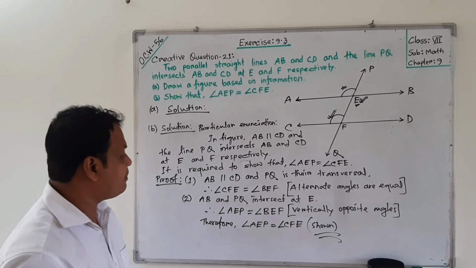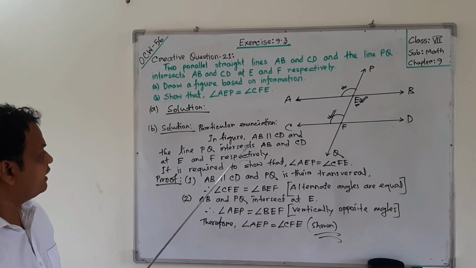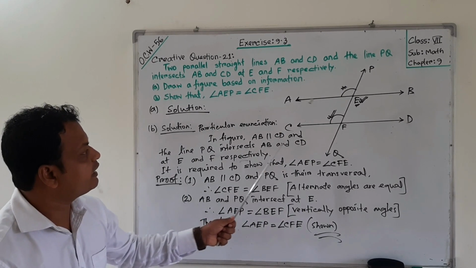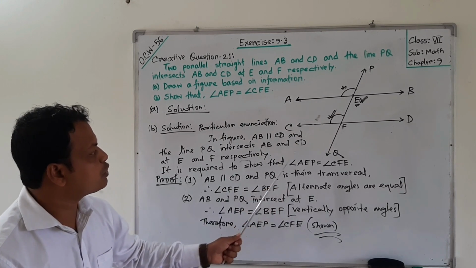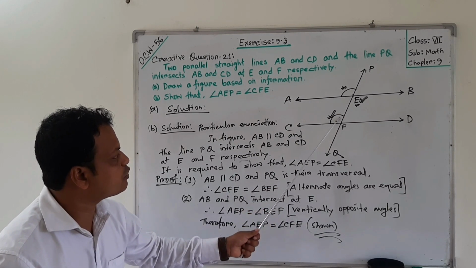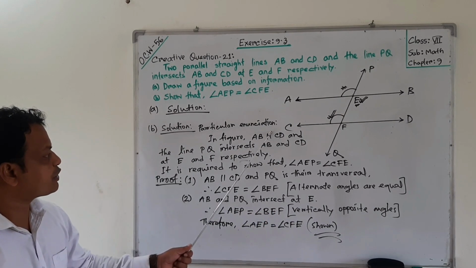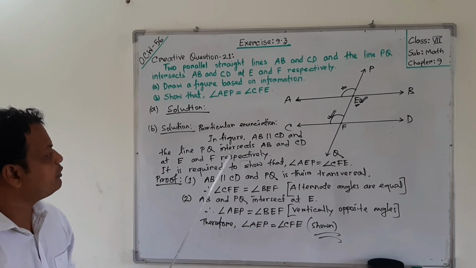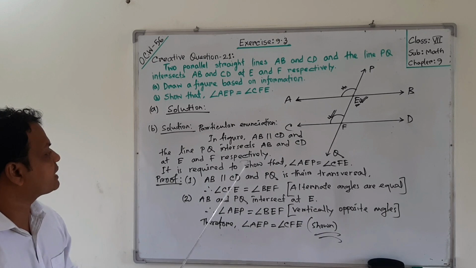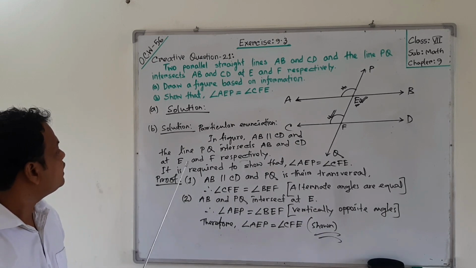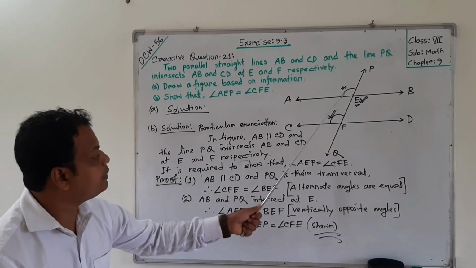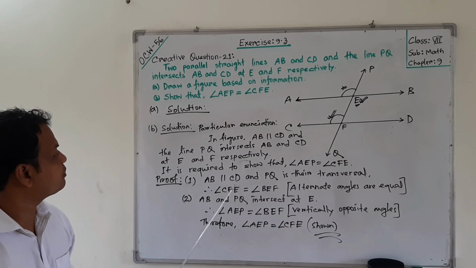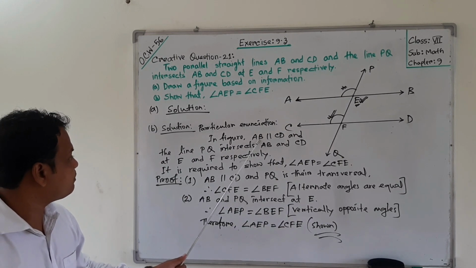So the B number part has completed. Look here, I want to repeat it again. In B number question you have to show angle AEP equals angle CFE. These two angles will be equal. So we have written the particular enunciation from the stem and figure. In figure AB and CD are parallel and the line PQ intersects AB and CD at E and F respectively. So this one is given in the stem. It is required to show that angle AEP equals angle CFE.